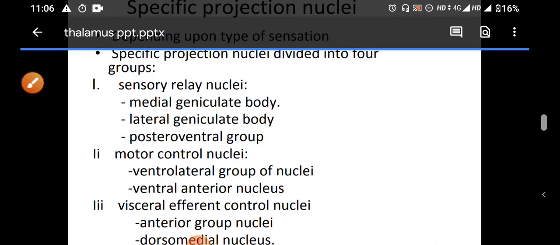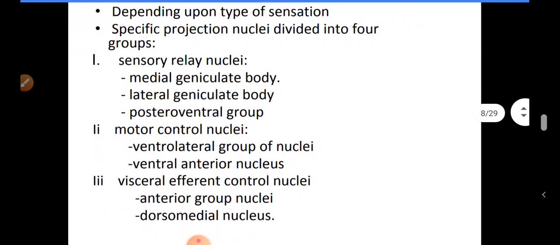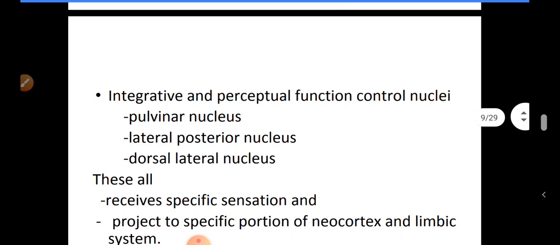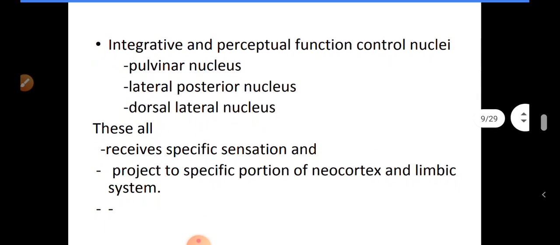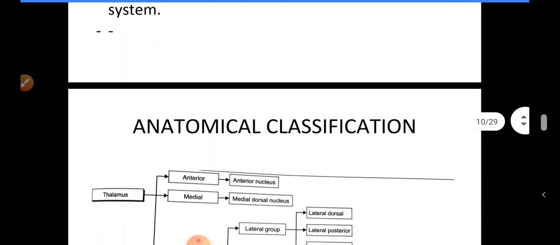Sensory relay nuclei consist of the medial geniculate body, lateral geniculate body and posteroventral group of nuclei. Motor control nuclei have the ventrolateral group of nuclei and the ventral anterior nucleus. Visceral efferent control nuclei consist of the anterior group of nuclei and the dorsomedial nucleus. The fourth one is integrative and perceptual function nuclei. It consists of the pulvinar nucleus, lateral posterior nucleus and dorsal lateral nucleus. These all receive specific sensation and project to a specific portion of the neocortex and limbic system.